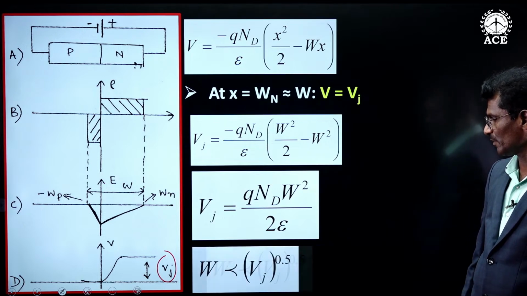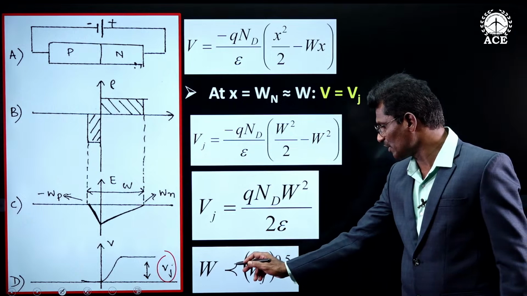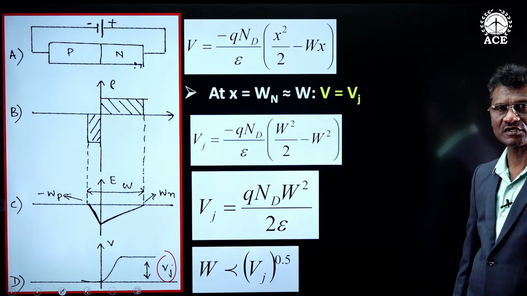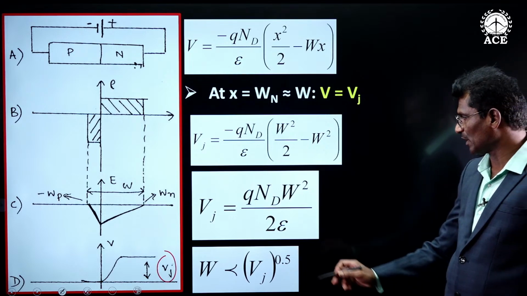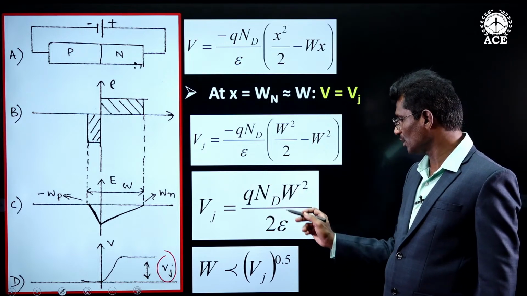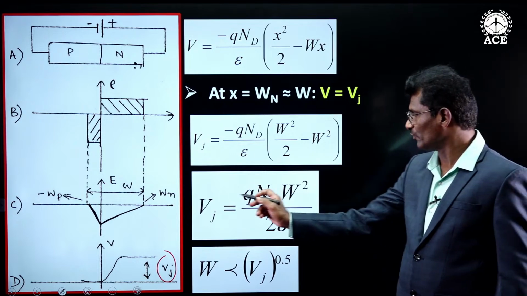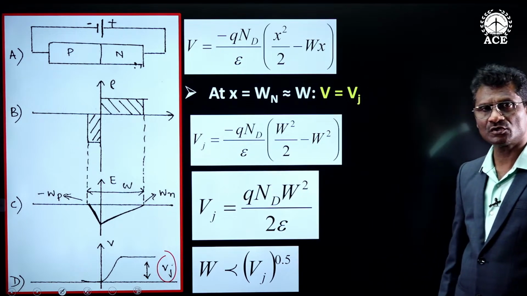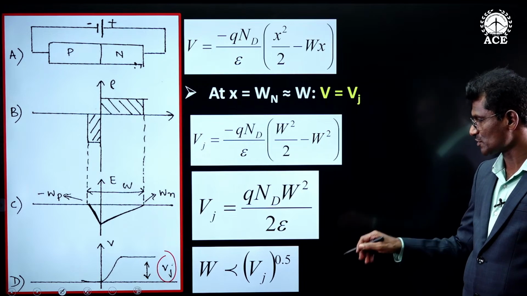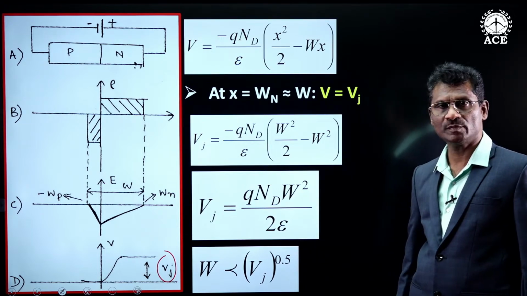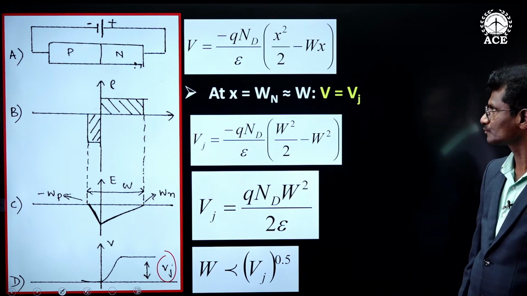From this it can be observed that the width of the depletion region is proportional to the square root of the junction voltage. Why? Because Q, Nd, 2, epsilon are constants. W will vary as proportional to the square root of junction voltage. This is an important thing which is to be remembered.